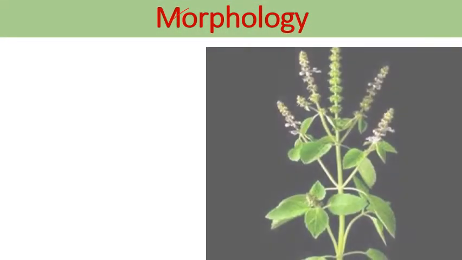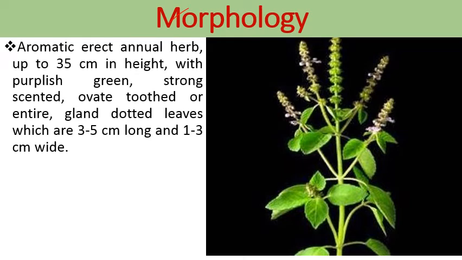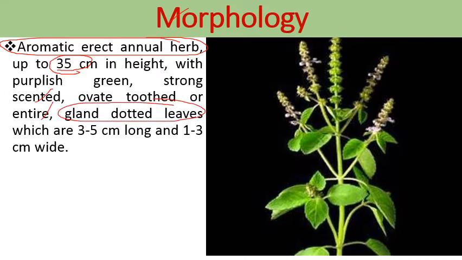Next comes morphology. It is an aromatic erect annual herb and can grow up to a height of 35 centimeter with purplish green, strong scented, ovate, toothed or entire gland-dotted leaves which are 3 to 5 centimeter long and 1 to 3 centimeter wide. So this is the morphological description of tulsi. It is aromatic, means it has some special fragrance. Erect annual herb है ये, जिसकी हाइट 35 सेंटीमीटर तक हो सकती है. और इसका जो स्टेम है that is purplish green. Then इसके जो लीव्स हैं they are entire ovate with tooth margins, means serrated margins होते हैं.